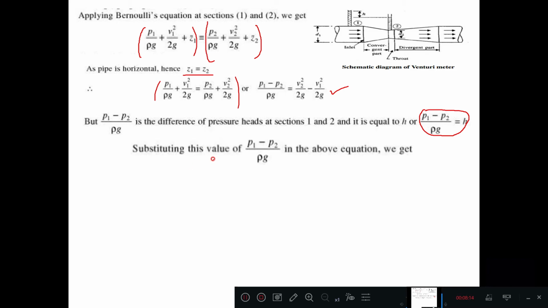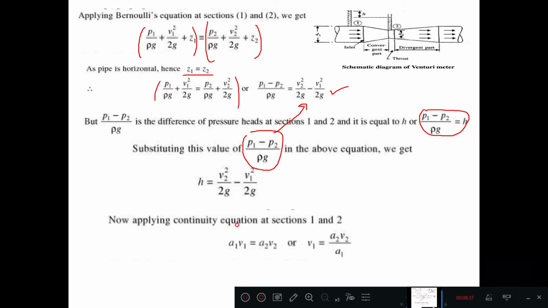Then substituting this value of (P1 minus P2) divided by rho g in the above equation, we get H equal to V2 square by 2g minus V1 square by 2g. And now applying the continuity equation at sections 1 and 2, we get A1 V1 equal to A2 V2, or V1 equal to A2 V2 by A1.